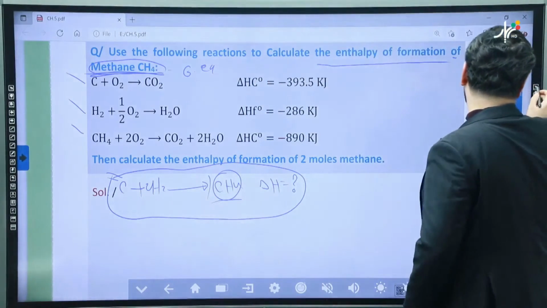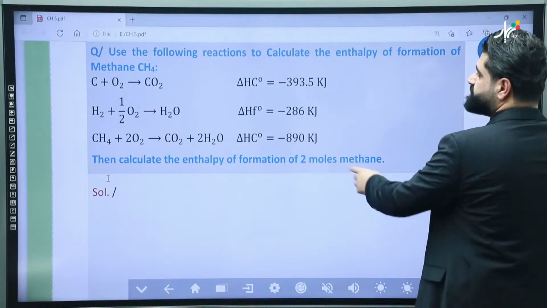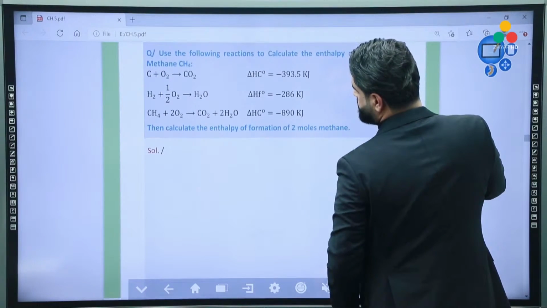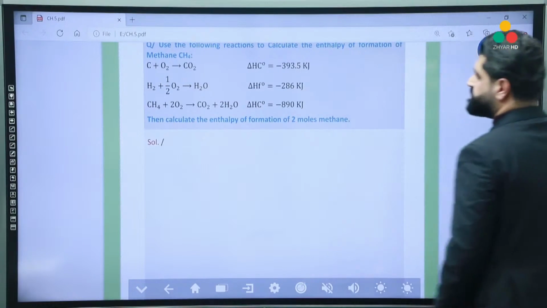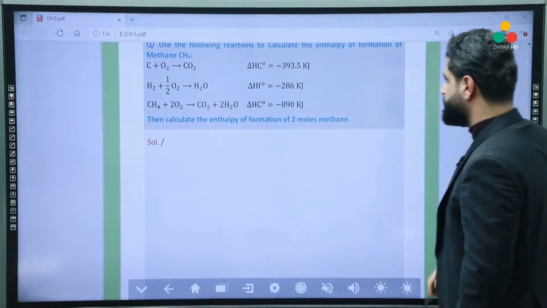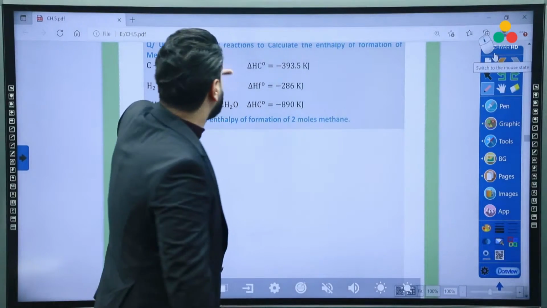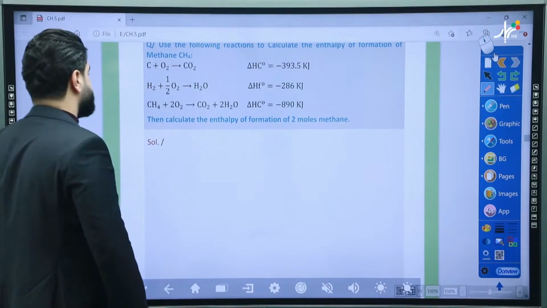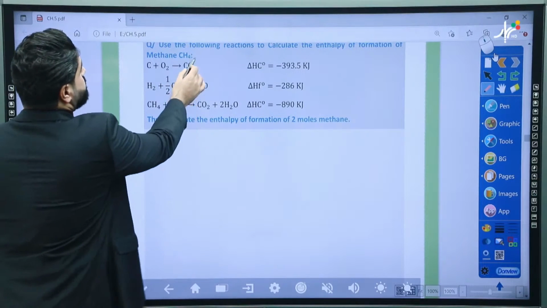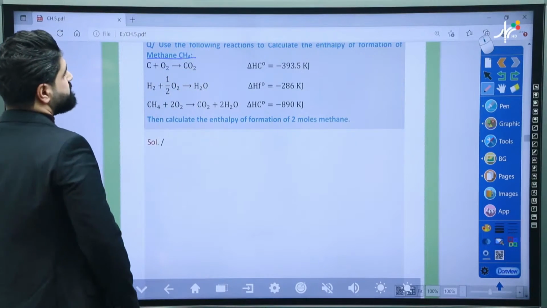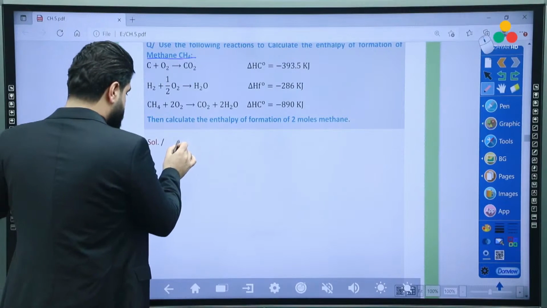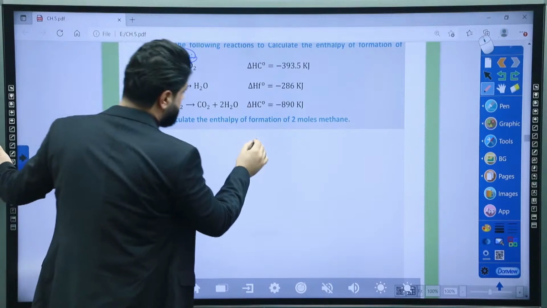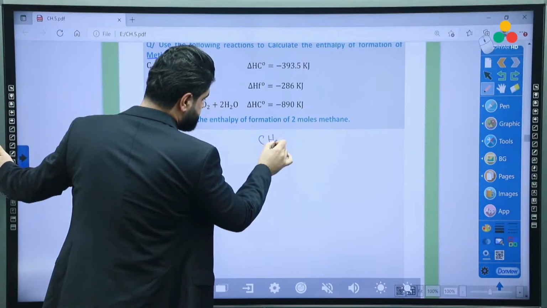I have to zoom out the page in order to get enough space to solve this question. Hopefully you see the question clearly. Let's read again. Use the following reactions to calculate the enthalpy of formation of methane. First step, we need a general equation. So the general equation is formation of methane. Because of its formation, we have to write 1 mole of the compound on the product side, CH4.